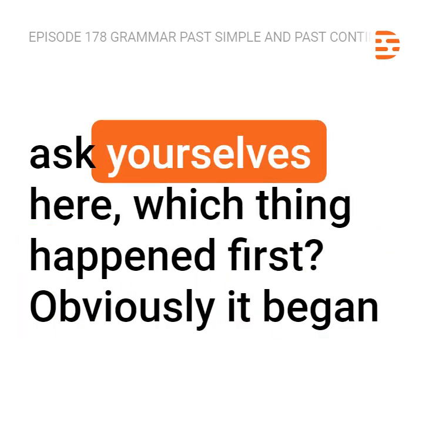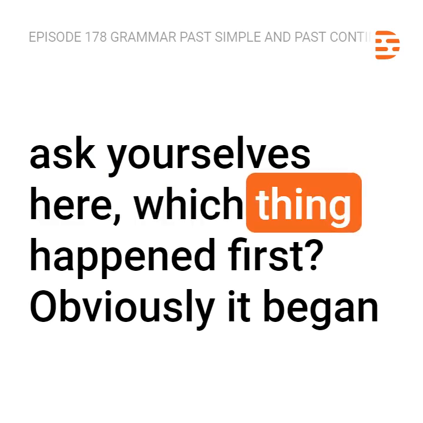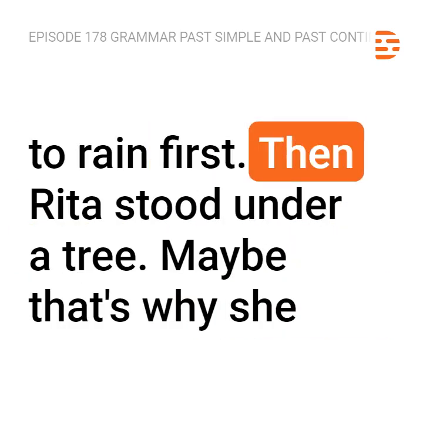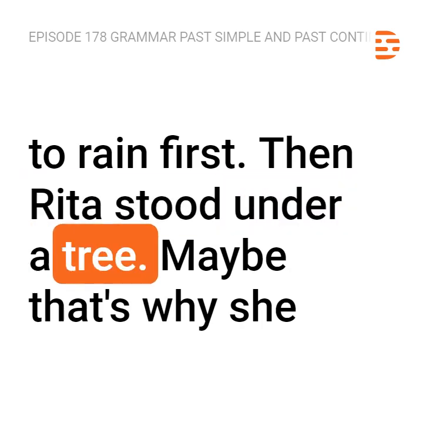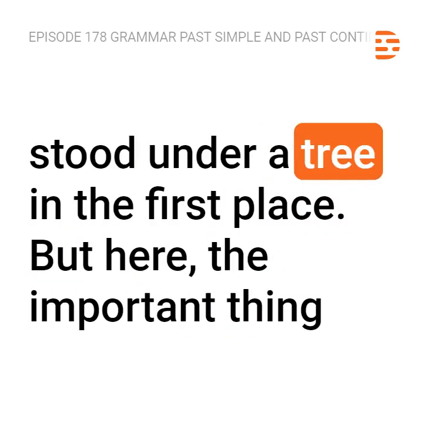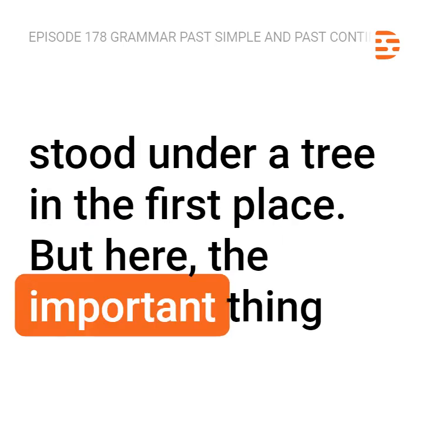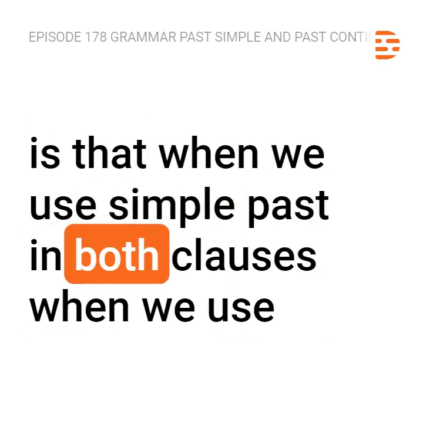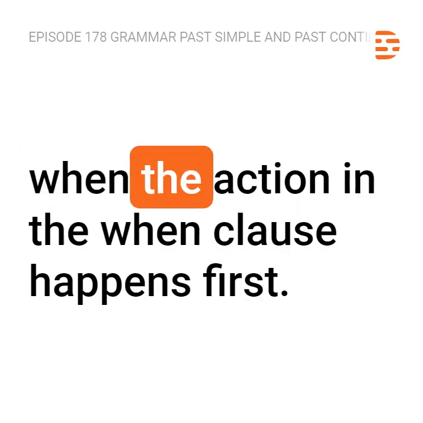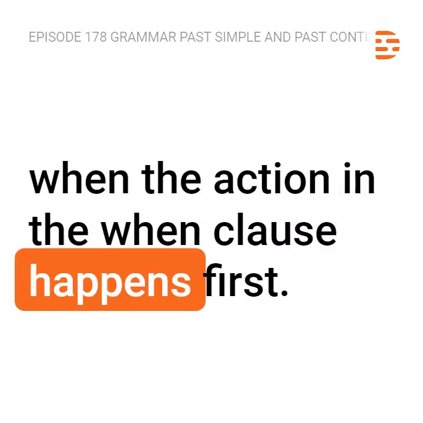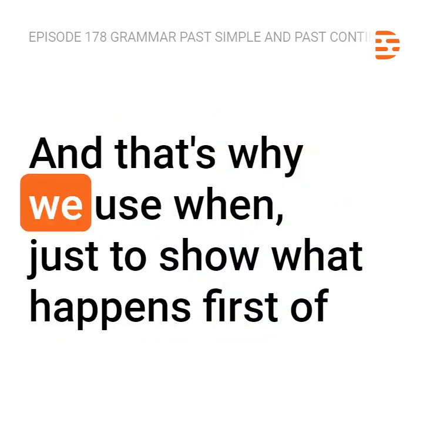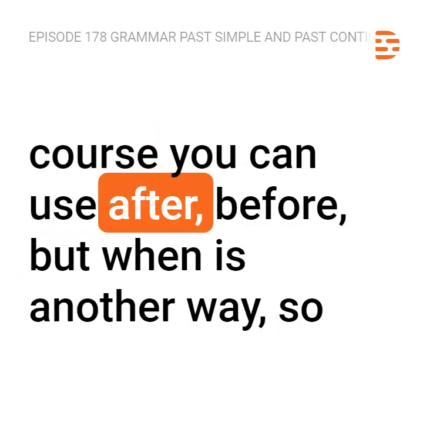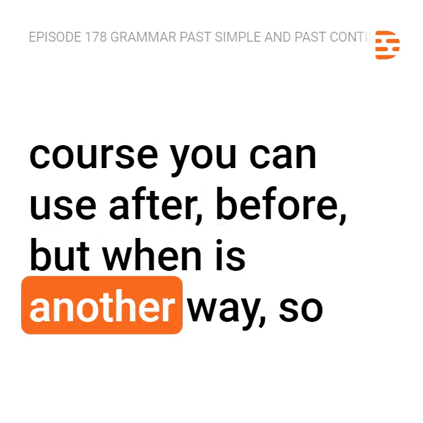So if you ask yourselves here, which thing happened first? Obviously, it began to rain first, then Rita stood under a tree. Maybe that's why she stood under a tree in the first place. But here, the important thing is that when we use simple past in both clauses, when we use when, the action in the when clause happens first. And that's why we use when, just to show what happens first. Of course, you can use after, before, but when is another way.